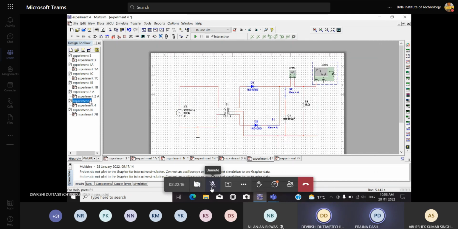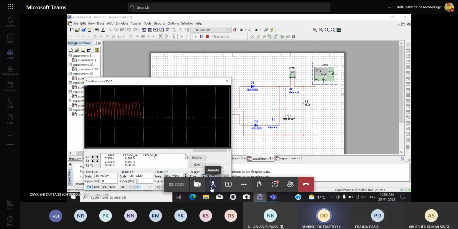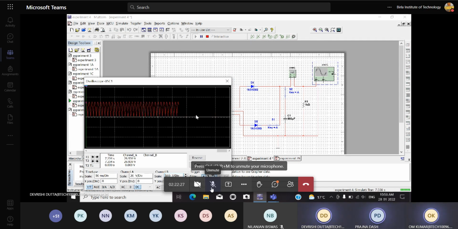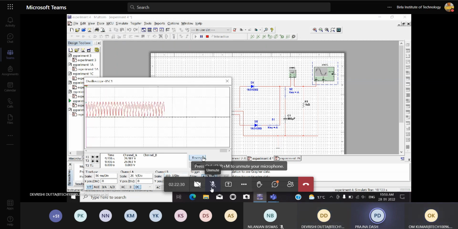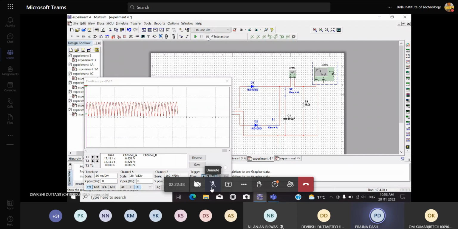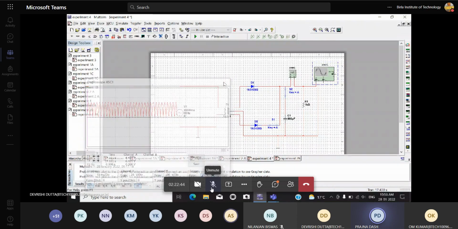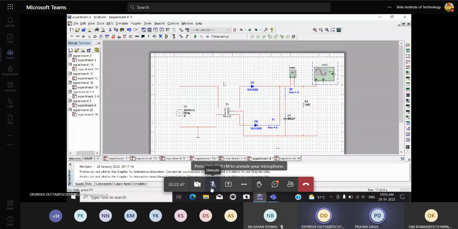And this is experiment 4. Ma'am, is it correct? Yeah, it is correct. When you take the screenshot, make the scale proper so that both the input and output will be visible. Connect the input in one channel of your CRO and the output in the other channel of the CRO. Maintain the proper scale so that it is properly visible. Okay, now I will show the second channel also.